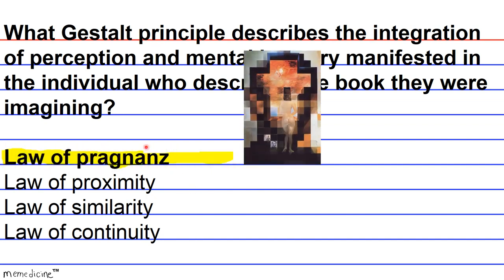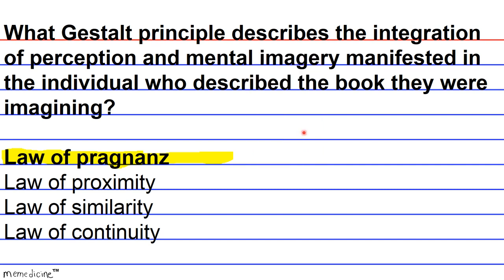But the law of pragnanz, which is the correct answer, describes the principle that elements are grouped together if they are seen to be a part of a pattern. This requires more complex cognitive processes, and the pattern has to be coherent and unified. And here we're seeing an Abraham Lincoln. I think this is a painting by Salvador Dali. He's a really good painter. And imagining a title appearing on a book follows such a pattern. Okay? So final question, final answer.